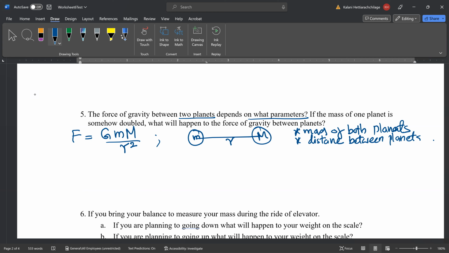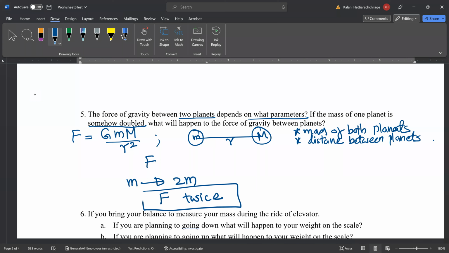Okay, so now next part. If the mass of one planet is somehow doubled, I can ask double, I can ask 1.5 times, I can ask 3 times. The question you need to read: what will be the force of gravity between the planets? When you have masses M and M, you have the force F, right? Now one of the masses is going to be doubled. It doesn't matter which. I'm going to make this M twice of M. When I make it twice of M, the force will be twice. Hope that makes sense. If you double one mass, the force will be twice.